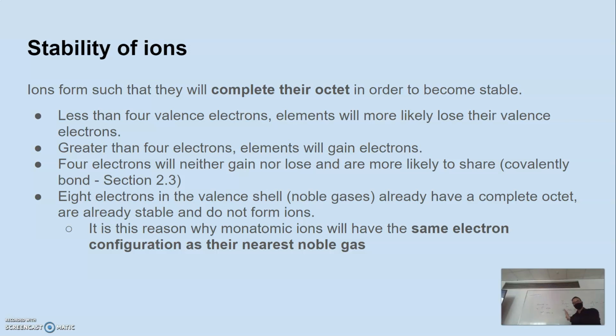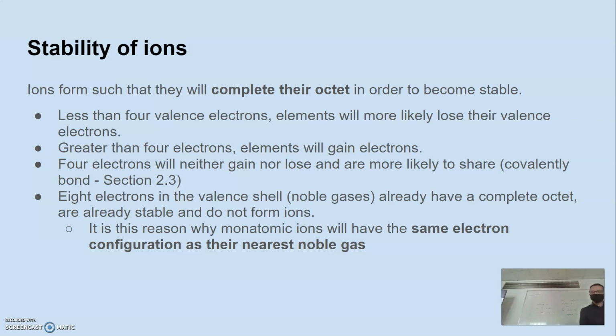So when we get to 2.3, when we talk about covalent bonding, that's when we get to that. When we get to 4, we've got a half-filled shell. So it means that we're just as likely to lose as we are to gain, so they're more likely to share in order to complete their octet. 8 electrons in the valence shell, noble gases, are already full.